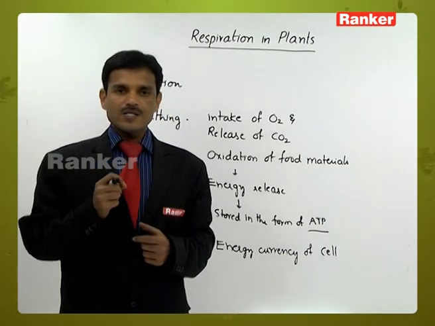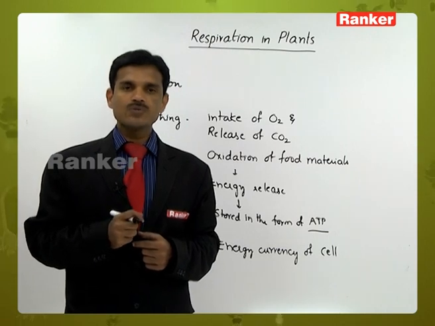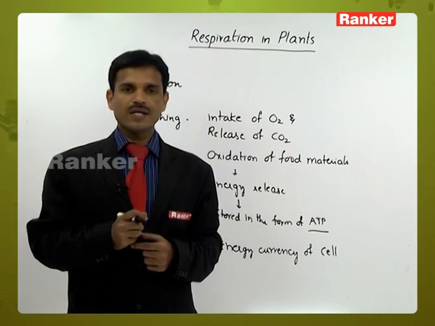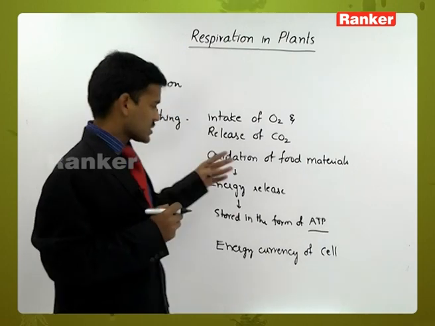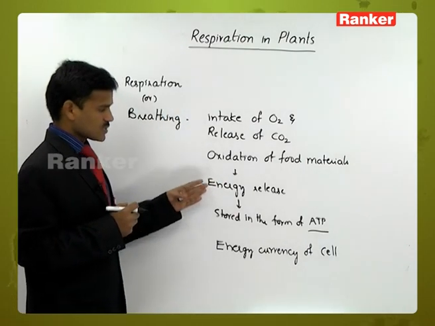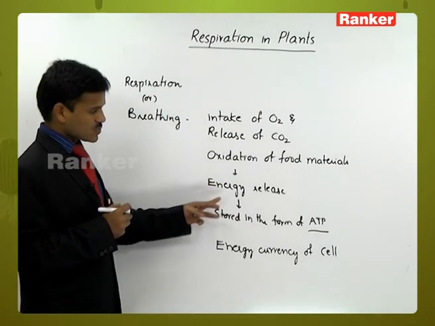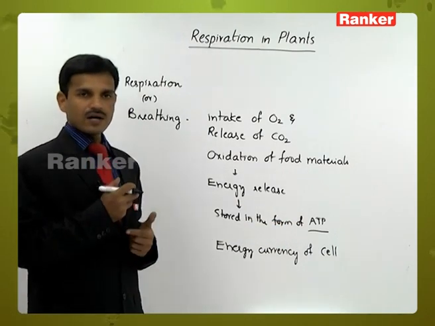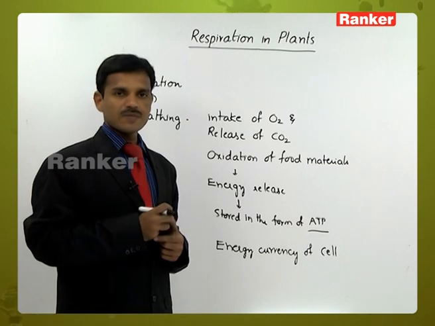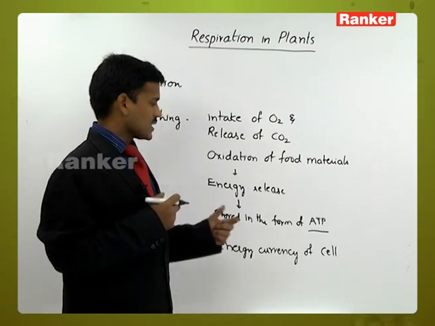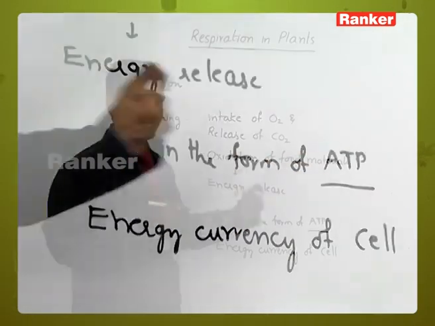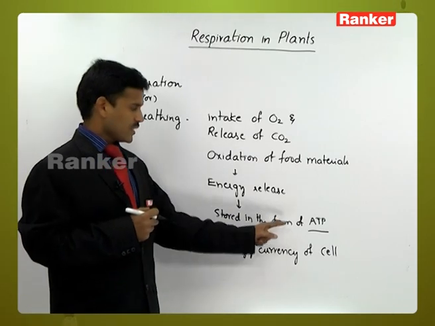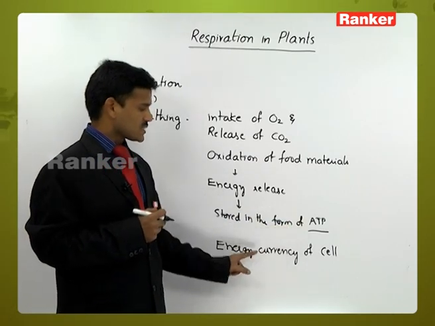The main aim of respiration is to produce energy from food material. The food material is oxidized, and in the oxidation process energy is released. That energy is stored in the form of ATP. Whenever the cell or organism requires energy, they get it from ATP. ATP is adenosine triphosphate, also called the energy currency of the cell.